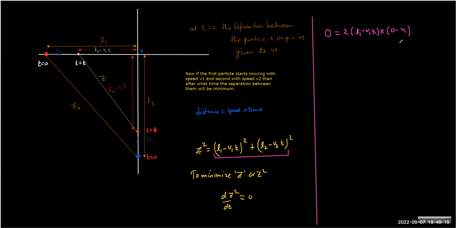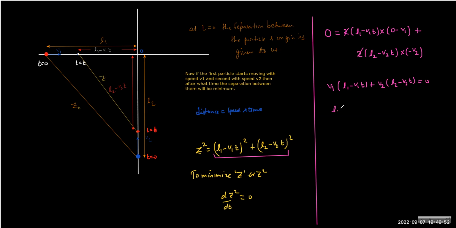Tell me guys if you're getting this part. Yes. Similarly for the second term, it's the same rule. And now you can rearrange. The 2 will get cancelled, that's common, and the minus is also getting cancelled. So we are getting v1 into L1 minus v1t plus v2 into L2 minus v2t equals 0.